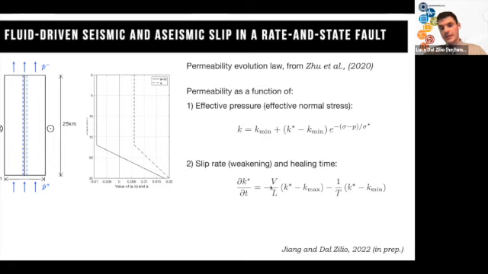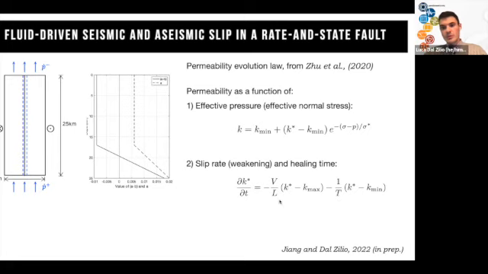And in the case of the evolution of permeability with the slip rate and healing time, we have that the slip rate is associated with a characteristic slip weakening distance, which defines our weakening of permeability, and the other term which instead describes the healing, where we have 1 over T, and T represents a characteristic healing time.